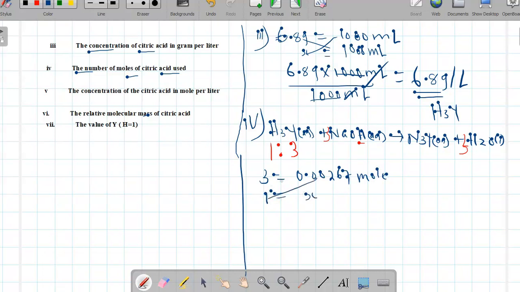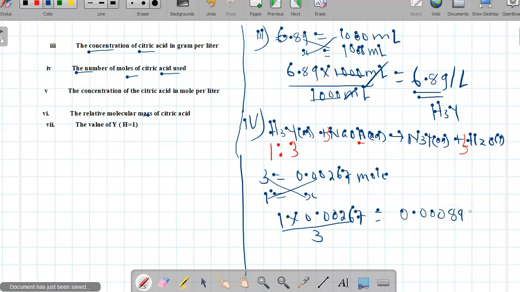What about 1 mole ratio from the acid? So x we don't know. We cross multiply: 1 times 0.00267 all over 3. We divide by 3. 0.00267 divided by 3, we will get 0.00089 moles. So this is the number of moles of the acid, the number of moles of the tribasic acid.